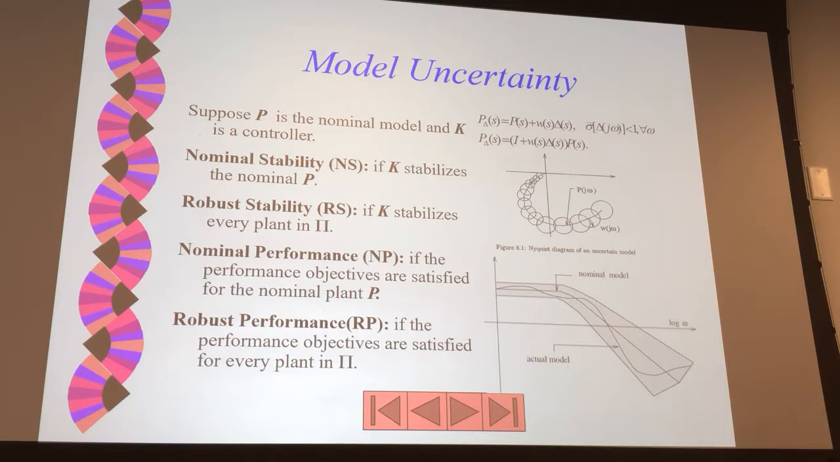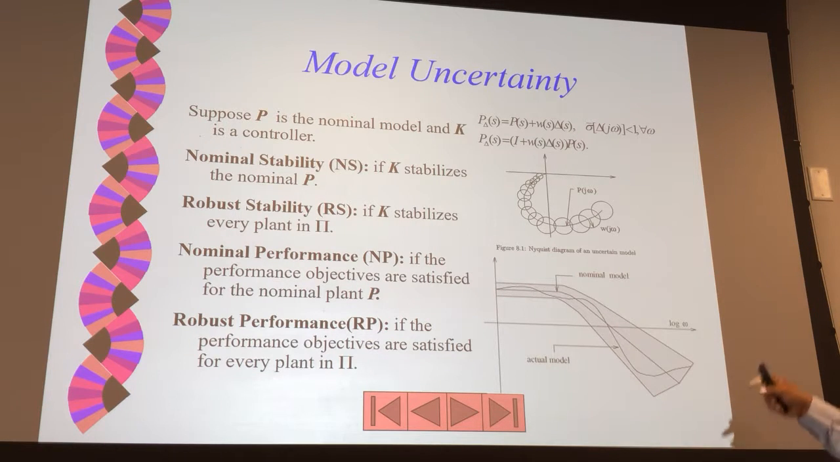So nominal performance is satisfied for the nominal plant if the performance objectives are satisfied for everybody in this set. This Pi is the set of the family of plants, and usually it's infinitely many. You just ask: how many of the Delta satisfy sigma bar less than 1? Infinitely many.